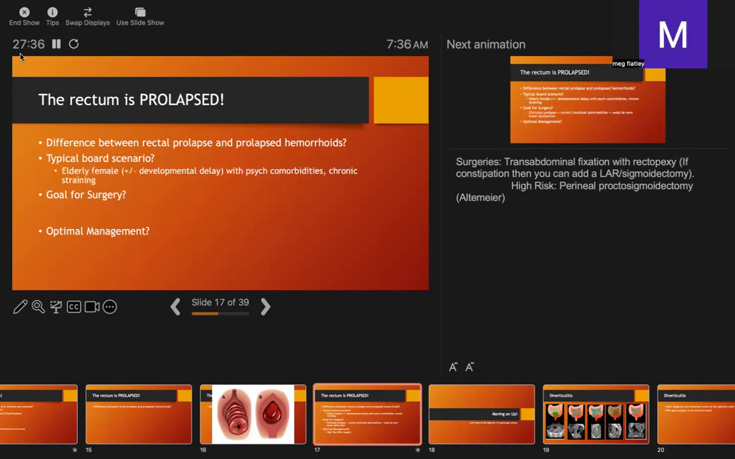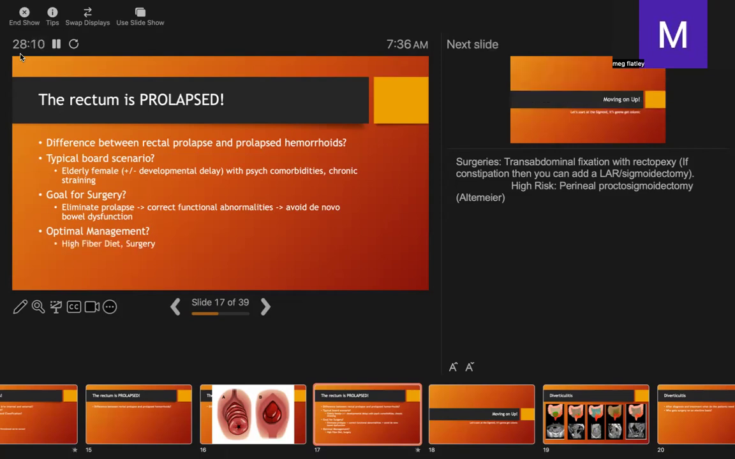Okay. Great. Oh, the goal for surgery is to eliminate the prolapse, right? You want to eliminate the prolapse by correcting the functional abnormality, and the functional abnormality in most of these people is that they have redundant sigmoid and rectum from chronic constipation. You want to restore function and avoid causing them problems. So that's what you're trying to do, and it depends on whatever kind of operative management the patient allows. These people also get high fiber. You put them on fiber and water.